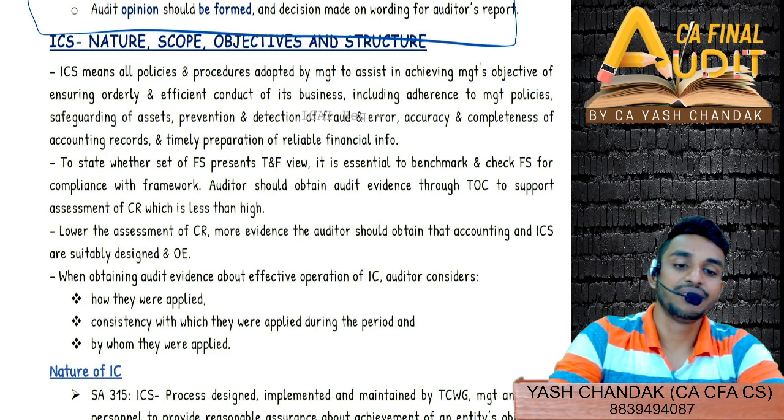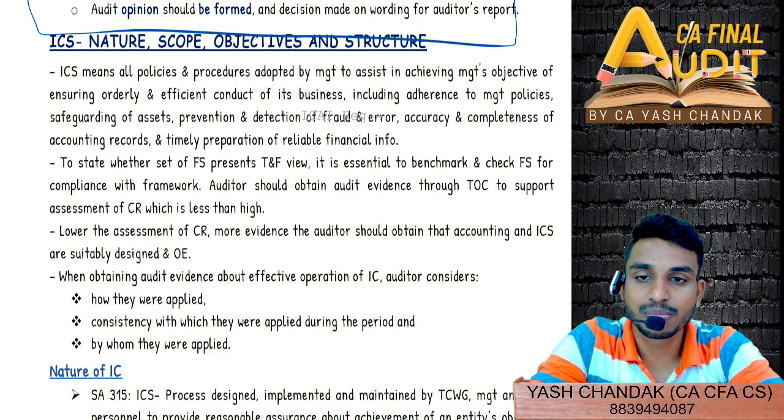So mark RBA very important. Mark the risk based audit very important from chapter 3, and also the steps in risk identification.